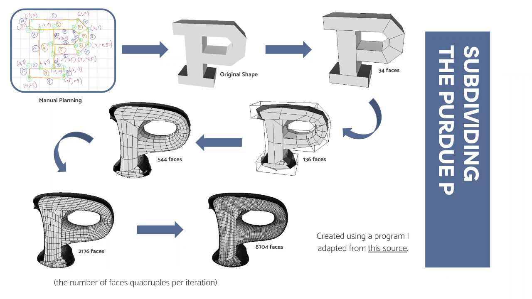Here's an example of Catmull-Clark subdivision performed on a model of the Purdue P that I coded. The overall implementation is pretty much based on the linked source. This directly shows the process Catmull-Clark subdivision goes through, as we begin with the original shape with 34 faces, perform an iteration to obtain 136 faces, and so on and so forth until we arrive at 8,704 faces and a relatively smooth-looking Purdue P. I thought this was pretty neat, especially when compared with the original control mesh, and it really helped me understand how the algorithm works.